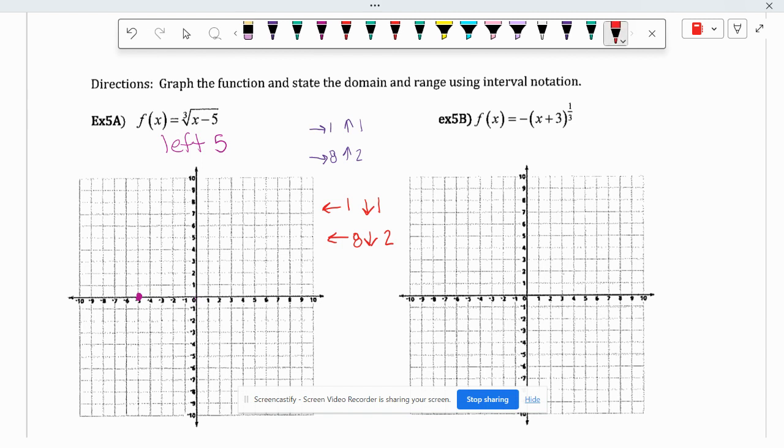No. So this just means from the starting point, if you go 1 unit to the right, you go 1 unit up. From the starting point, if you go 8 units to the right, you go up 2. Or from the starting point, if you go 1 unit to the left, you go 1 unit down. Or if you were to go 8 units to the left, which is going to take you to -13, about right here, you're going to go down 2. So your graph looks like this.